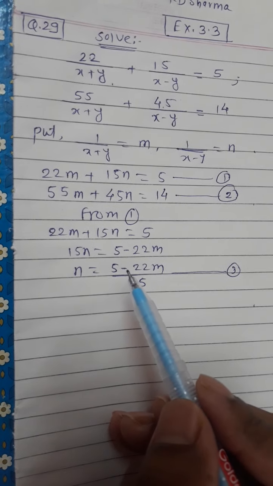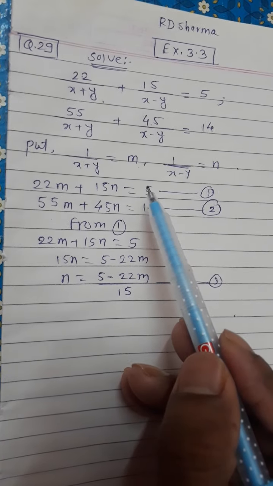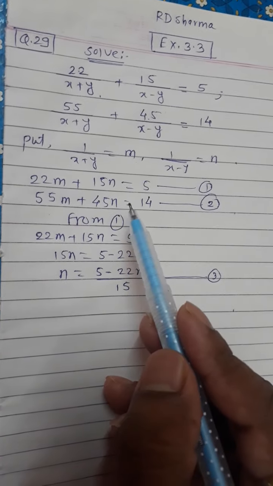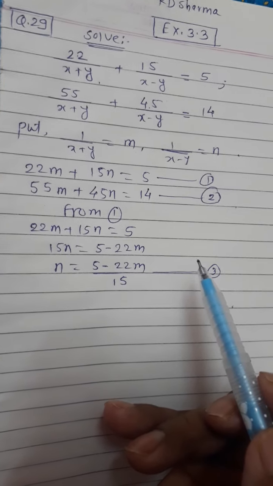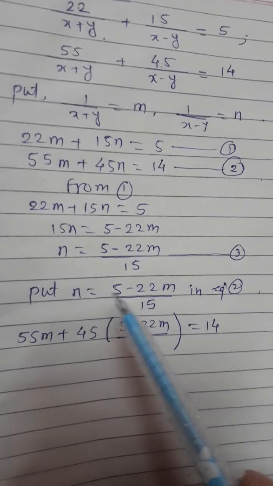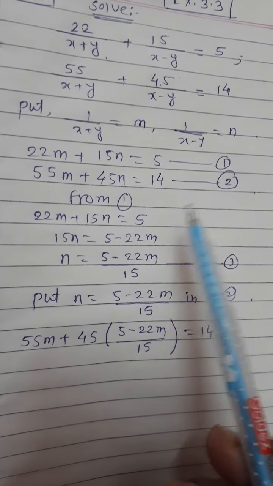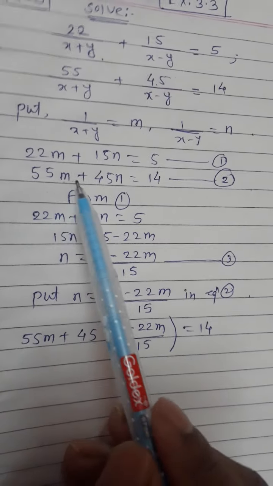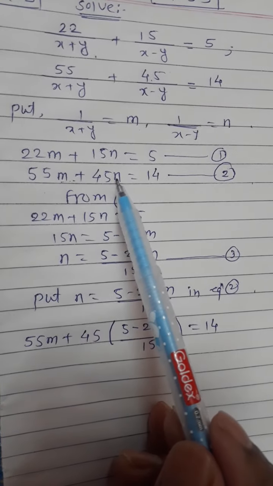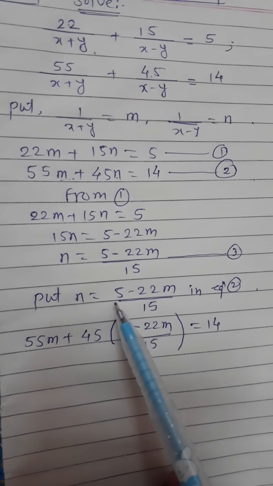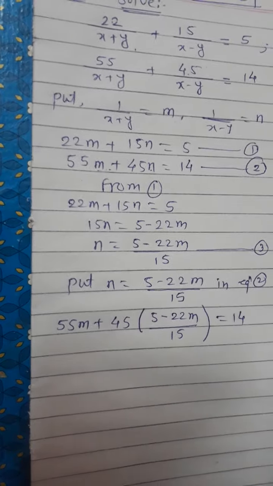Here we are finding the value of n in terms of m from equation 1. So use this value in equation number 2. So from 2 and 3, put n is equal to 5 minus 22m by 15 in equation number 2. So this equation becomes 55m as it is, this 45 as it is, and the value of n is replaced by 5 minus 22m by 15, and it is equal to 14.